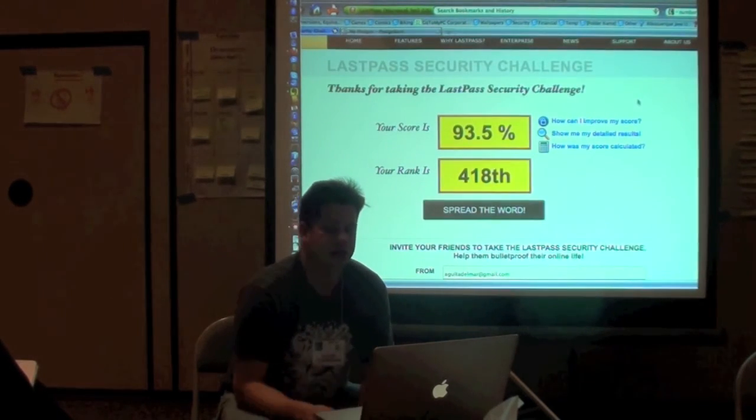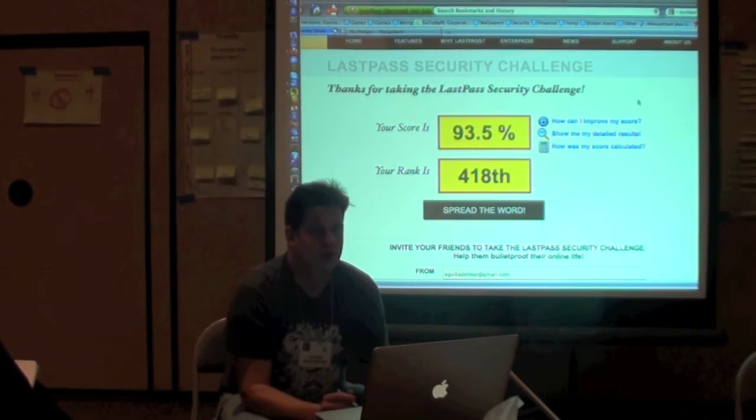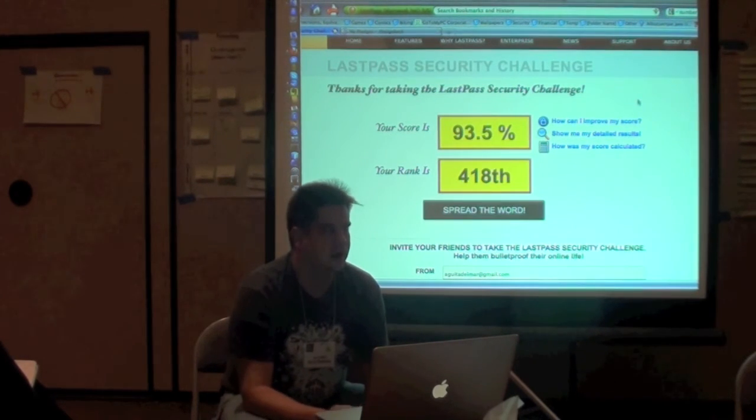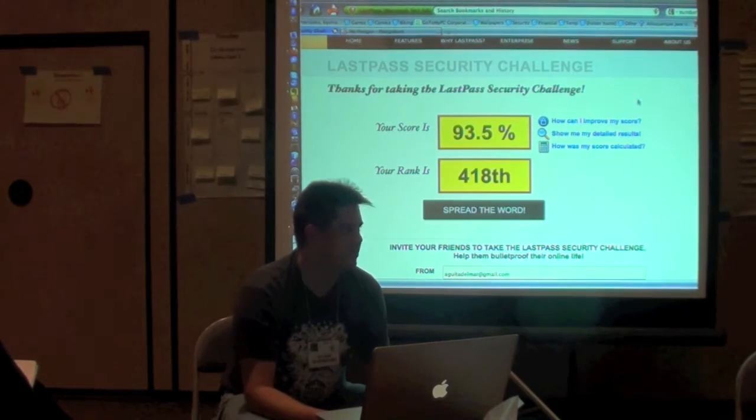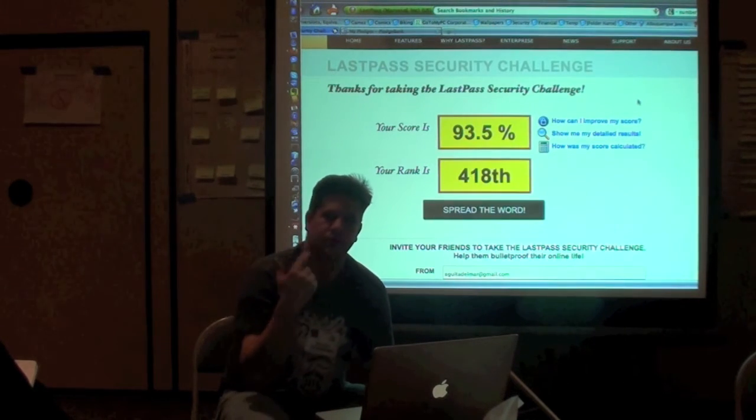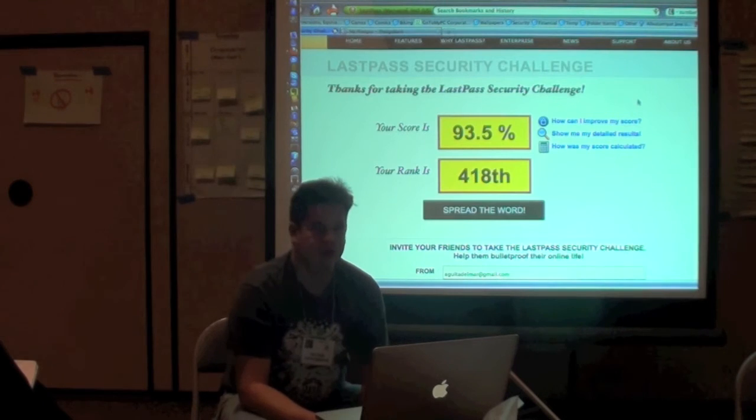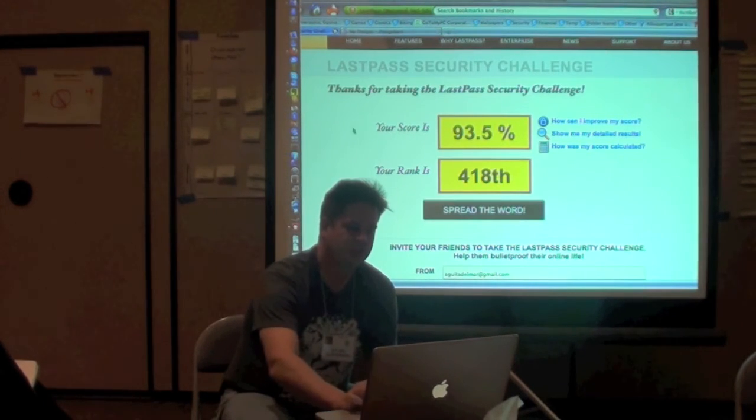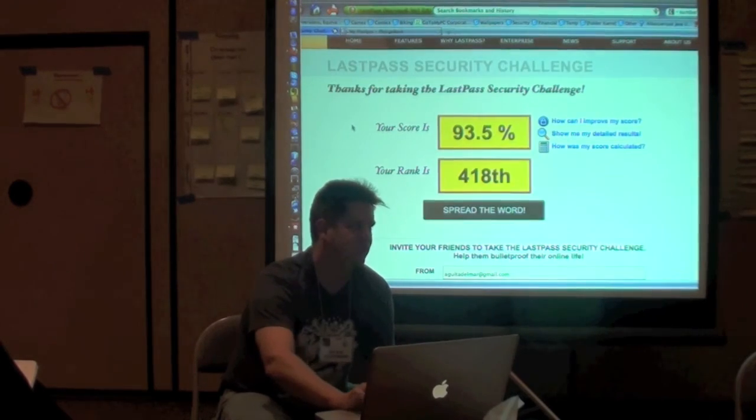And they have the ability to integrate into all the major operating systems, browsers, including phones, tablets, etc. One of the benefits is that once you sign up, they will tell you how good your password scores are. The security challenge, as you see, mine's at 93.5%. When I first started, it was at 17%.